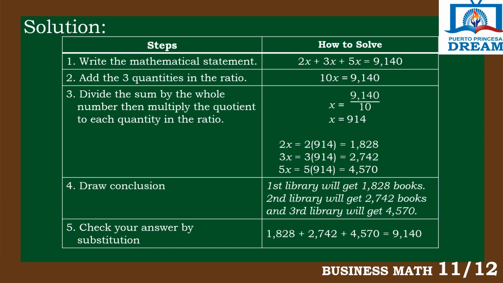Step 4, draw conclusion. So first library will get 1,828 books. Second library will get 2,742 books, and third library will get 4,570. And step 5, check your answer by substitution. So that's 1,828 plus 2,742 plus 4,570 is equal to 9,140.